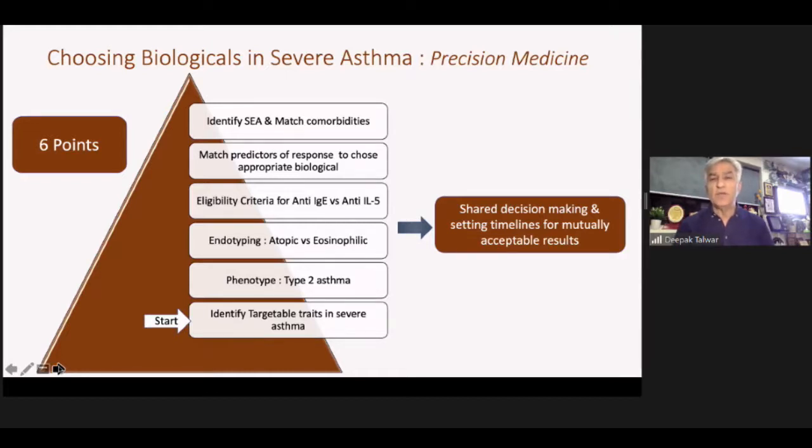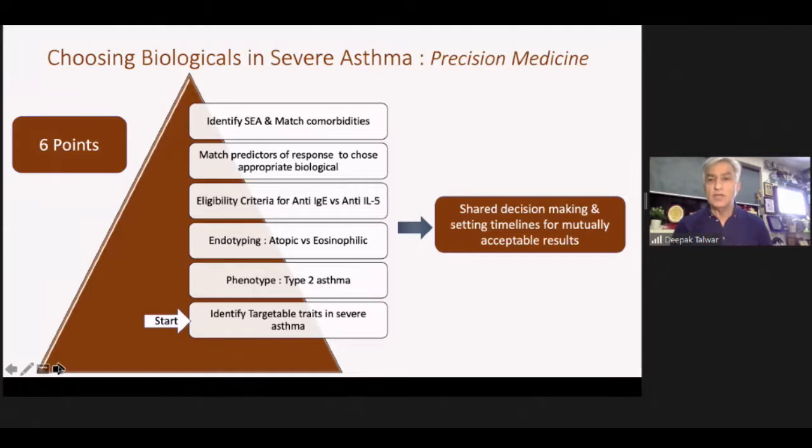And for that, because most of them are fitting into both of them, we really need to match the predictors of response to choose appropriate biologicals. And once we do that, it is very important, lastly, to match with the comorbidities. And that is for the severe asthma who have an overlap group, to match with their comorbidities. And all these 6 points are the touch points in the life of the patient.